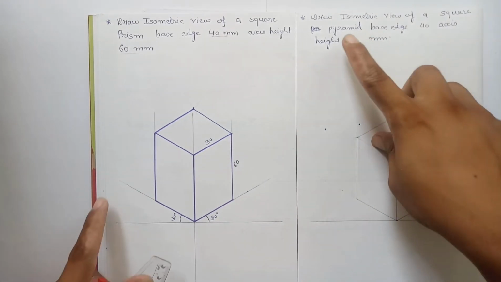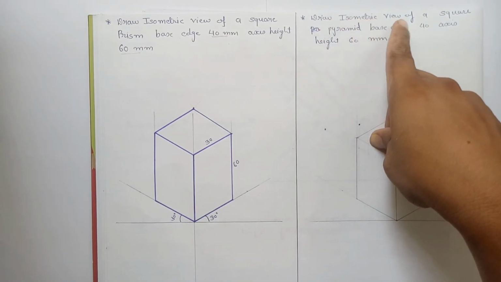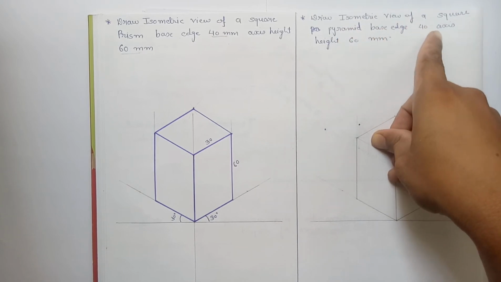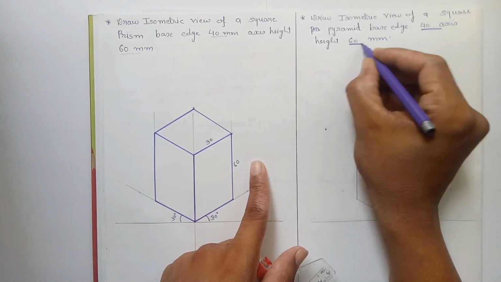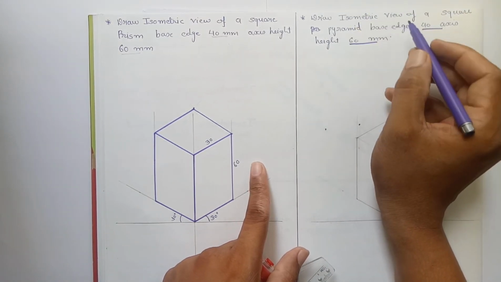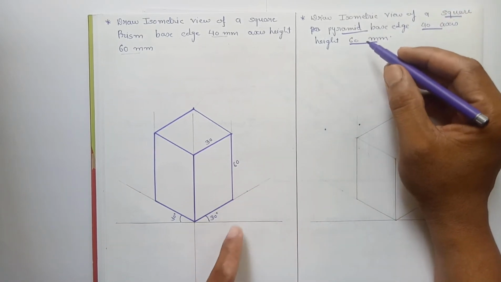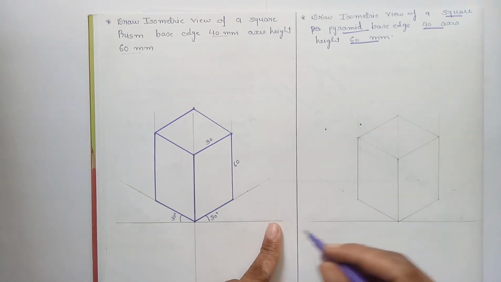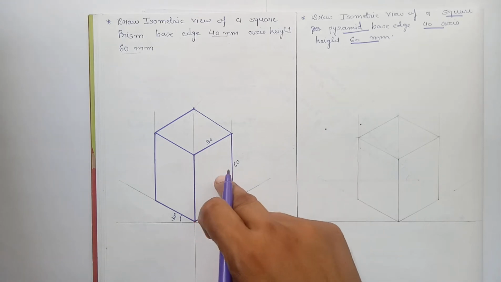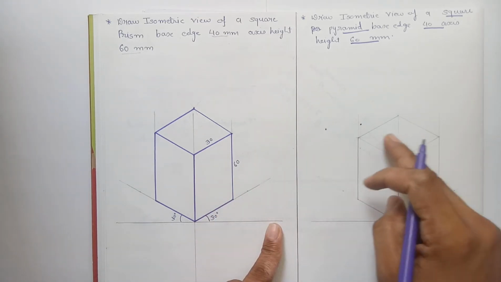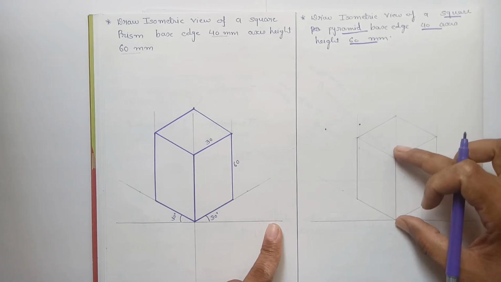Now let us draw one another 3D object. Here it is given: draw isometric view of a square pyramid, base edge 40 mm and axis height 60 mm. So if you want to draw the square pyramid of base 40 mm, axis 60 mm, draw the square prism of base length 40 mm, axis height 60 mm by using this particular method. So here we have already drawn the square prism having base length 40 mm, axis height 60 mm.